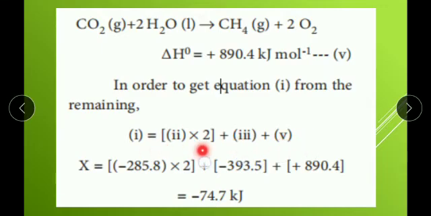What is 2? Formation of water molecule. What is 3? Formation of carbon dioxide. What is 5? CO2 and 2H2O combined, there is a formation of methane. So what do we get? X equals minus 285.8 into 2 plus minus 393.5 plus 890.4. All together, if we simplify everything, we are getting minus 74.7 kilojoule.